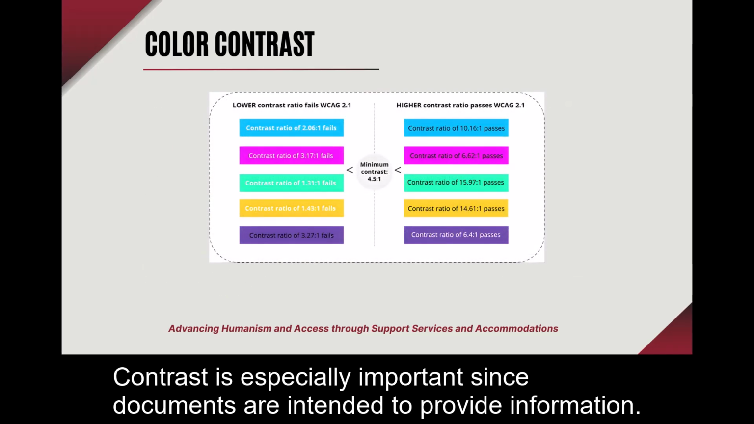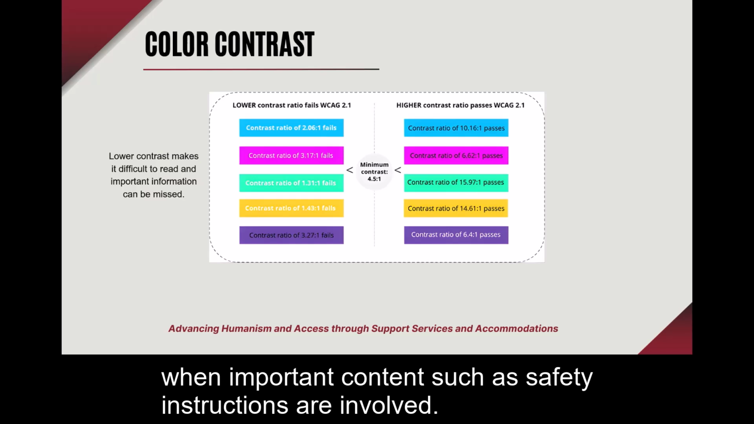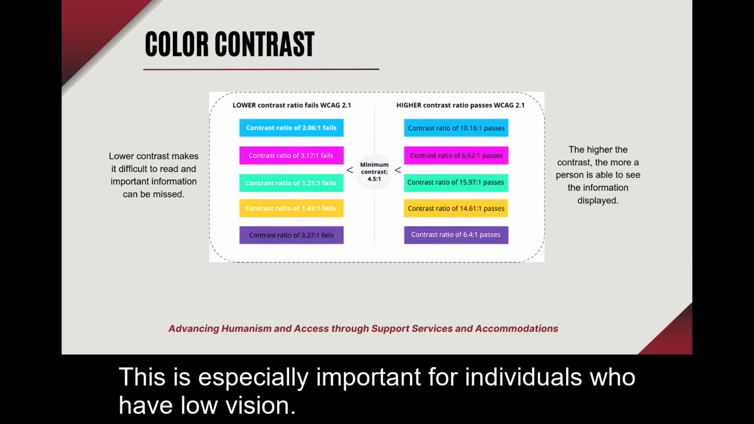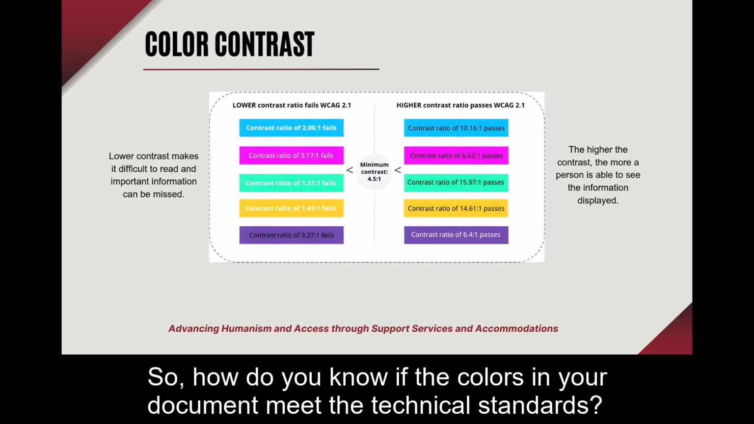Contrast is especially important since documents are intended to provide information. Low contrast makes it difficult to read information and can pose a problem when important content such as safety instructions are involved. Higher contrast makes it easier to see the information displayed. This is especially important for individuals who have low vision. So how do you know if the colors in your document meet the technical standards?